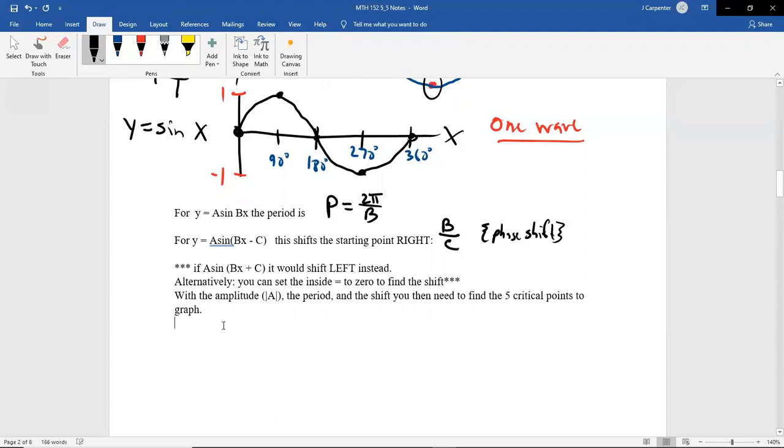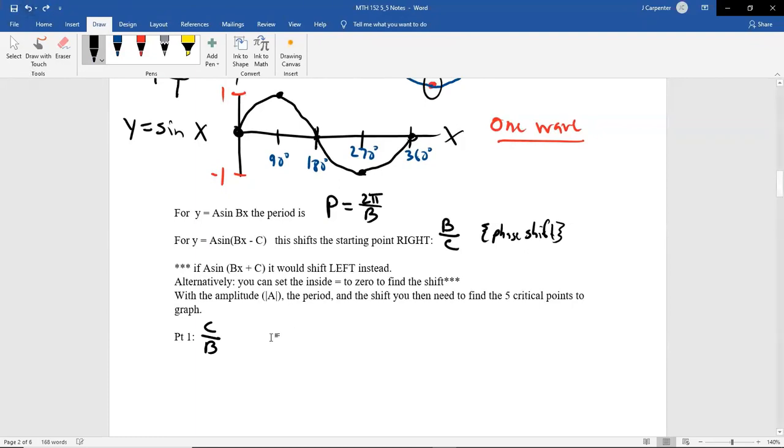So your first point, that's the C over B. Whether it shifts left or right is based on the middle term's sign, actually technically the ending term's sign. So it's just C over B. Maybe it's moved right, maybe it's moved left. It depends on whether it was a minus or a plus. So that's your first point. So the phase shift value is also your first point for your initial wave.